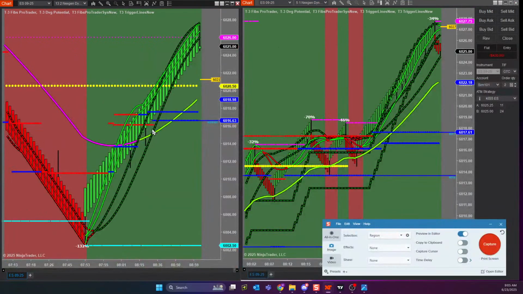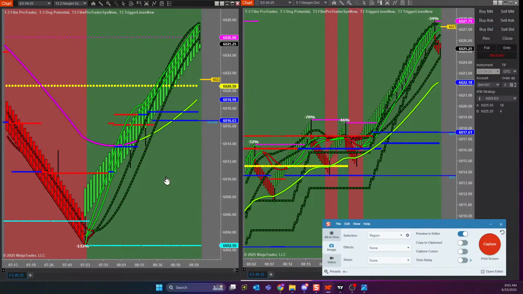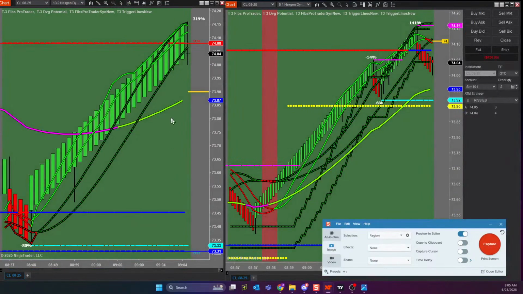So we're going to use the idea of momentum. We're going to couple it with what we call a clear path. This is rule number 2. And that clear path is nothing more than a comparison of trigger lines, guys. How many trigger lines have made it through the area? So in the S&P, we are not actually at an area.